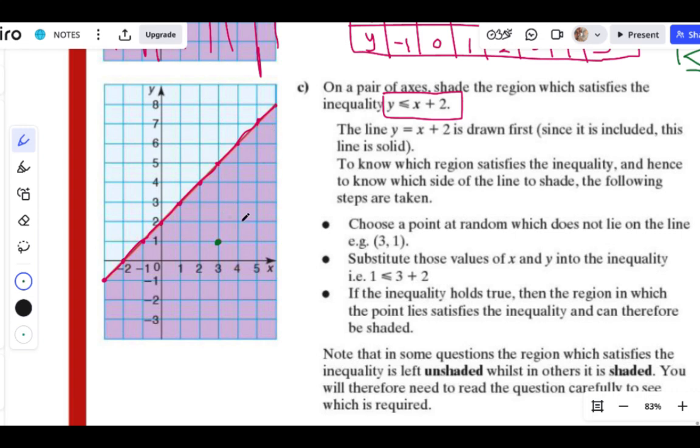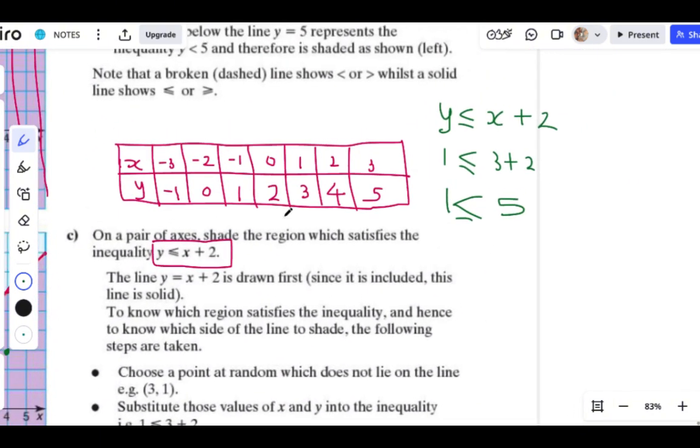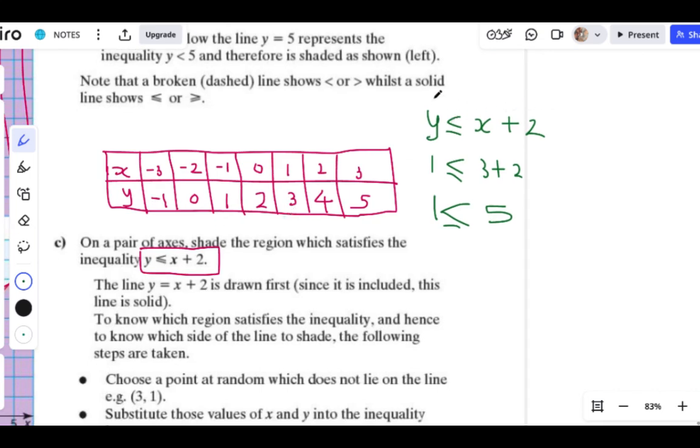Even if I choose another point here, don't ask how do I know which point to choose. Just choose any coordinate point anywhere here. Okay, let's choose this one. Even if we choose this one, it will still satisfy the inequality. Let's say I choose a point here. My x is 4, my y is 3. Now let's substitute. My y is 3, I put 3 here. 3 is less than or equal to x plus 2, which is 4 plus 2. Is 3 not less than 4 plus 2? 4 plus 2 is 6. 3 is less than 6, right?